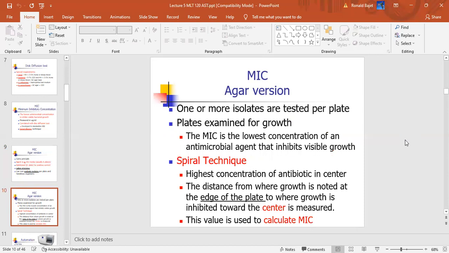Spiral technique. We don't do the spiral technique anymore, but it's the highest concentration of antibiotic in the center, and you actually get a spiral pattern. So the highest concentration is in the center of the media, and then as you move away from the center, the concentration gets less and less. So you get a spiral pattern. We don't do this test very much anymore. Actually, I've never seen it.